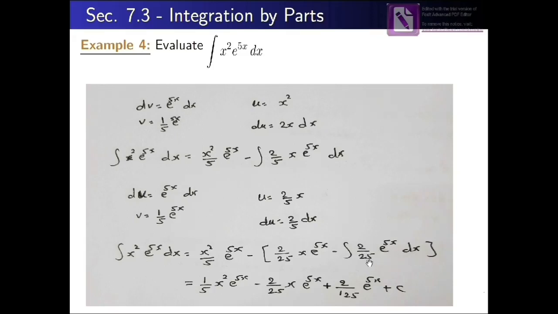2 over 25 is a constant, and the integral of exponential 5x will be 1 over 5 exponential 5x. So this one will be the same. For this one we take it negative, so minus 2 over 25 x exponential 5x. For the integral of this one we get 2 over 25 multiplied by 1 over 5 exponential 5x, which will be 2 over 125 exponential 5x, then we add the constant of integration.